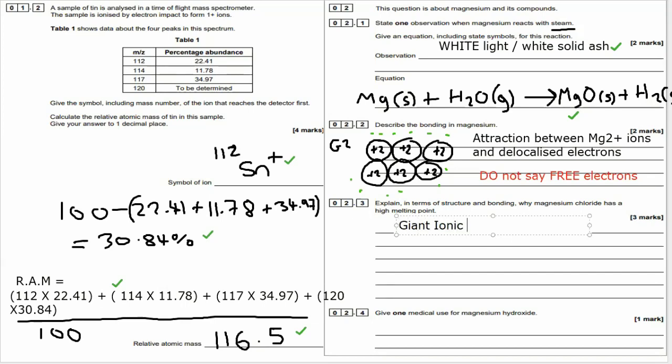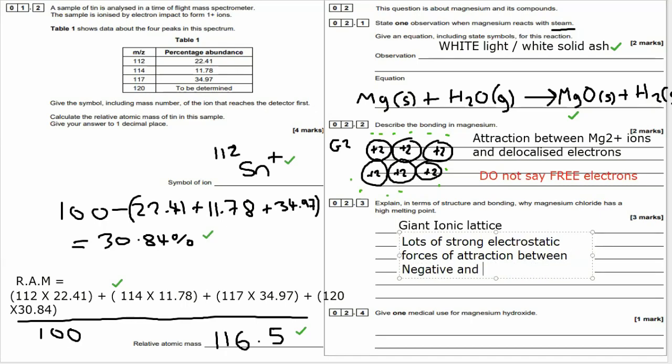Now we need to describe the ionic bond. Well, there's lots of strong ionic bonds which need lots of energy to break. And those strong ionic bonds are made of electrostatic forces of attraction between positive and negative ions, and they require lots of energy to break, hence the high melting point. Mg2+ and Cl- ions, you can say instead.